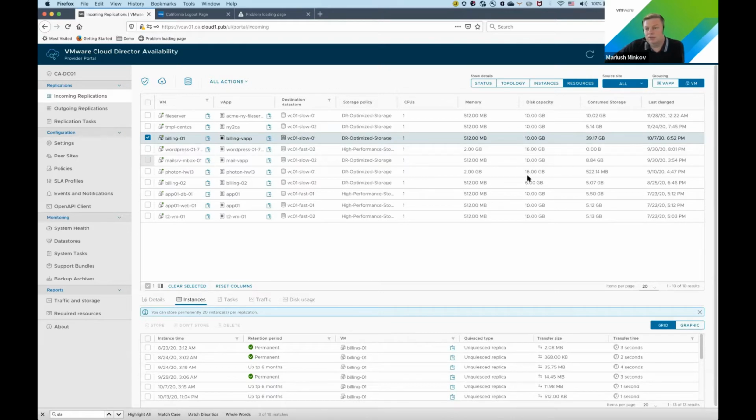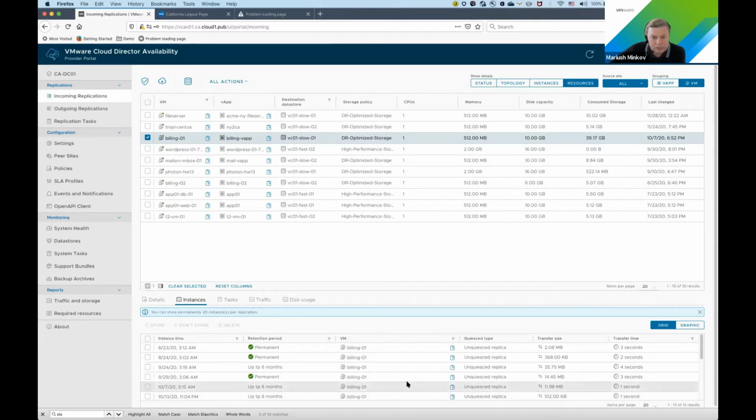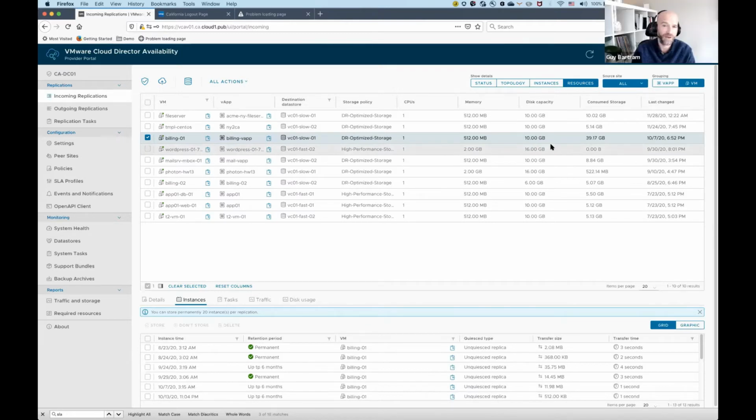Wow, the disk capacity is only 10. So that consumed storage is all of the replica data. Yeah, because we apparently have multiple instances. If we scroll down here, we have quite a lot of instances, and apparently they are not so small. So this is an example where the consumed storage is much more than the source disk capacity. But it doesn't mean there's not going to be enough disk capacity. That means basically when you do the failover, it will take one of those images from the consumed storage and fail it over into that 10 gig.